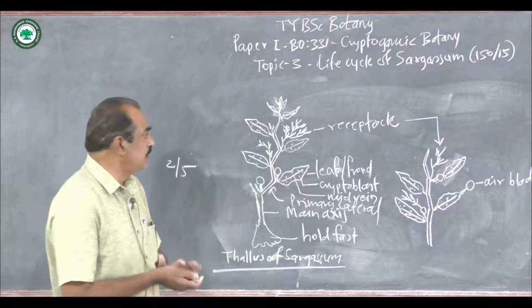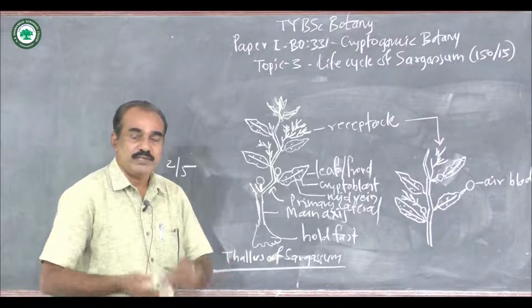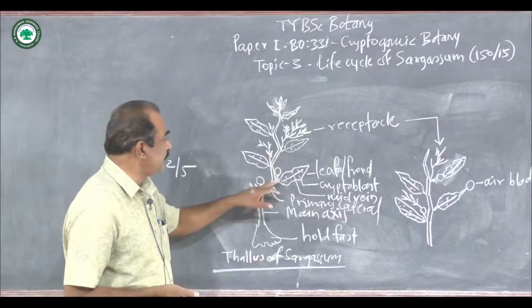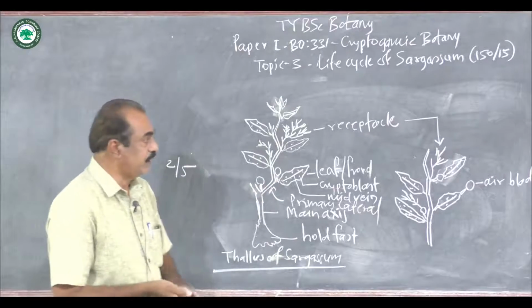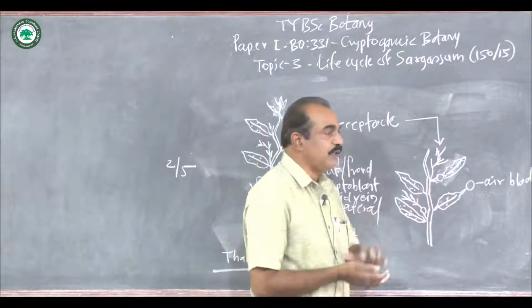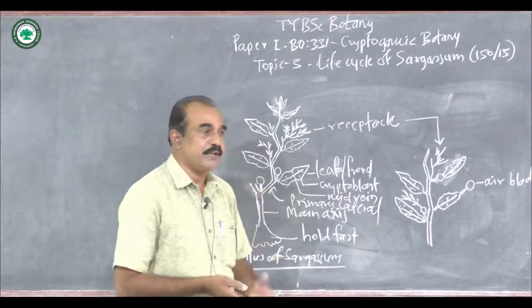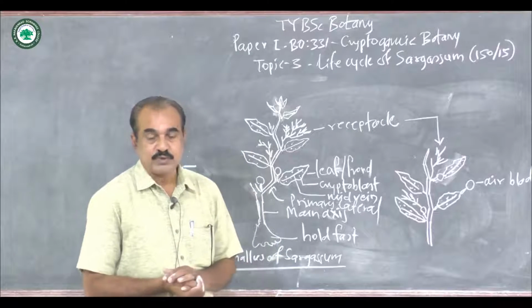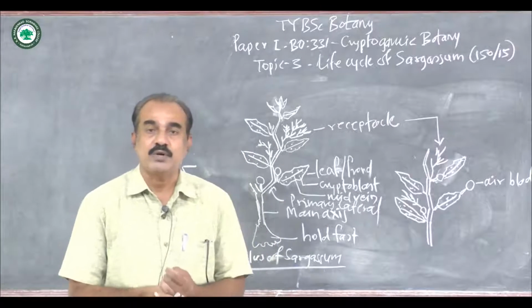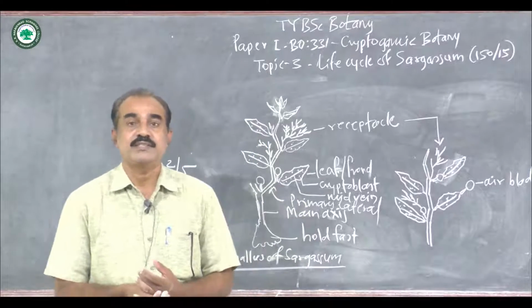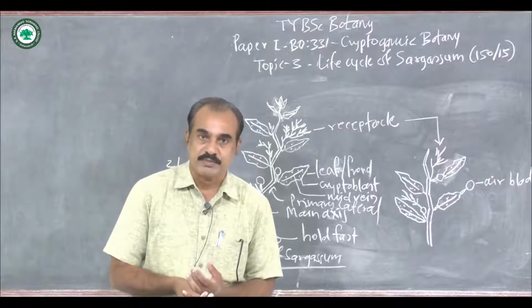Now second part, that is the air bladder. Its position is different in the different species. So for example, here it is present in the axil of the leaf, but here it is present at the base of the leaf or at the apex of the leaf. Sometimes it is also developed at the base of the receptacle. So this air bladder has a very short stalk and a globular structure. It is important for the gaseous exchange and for the floating purpose.